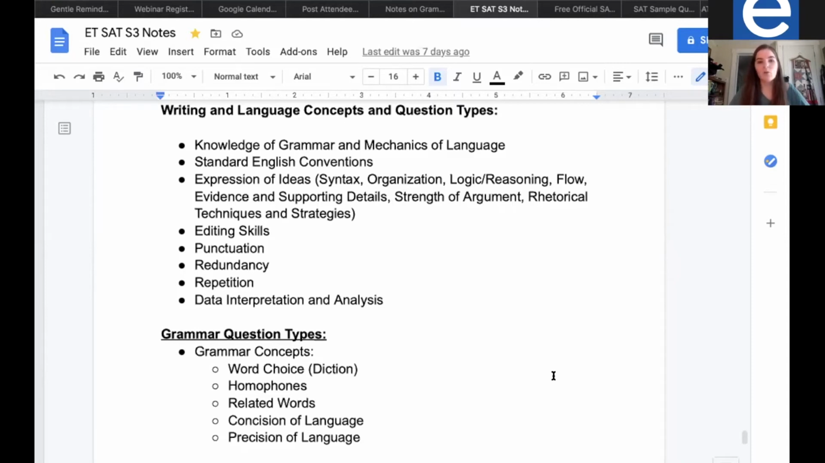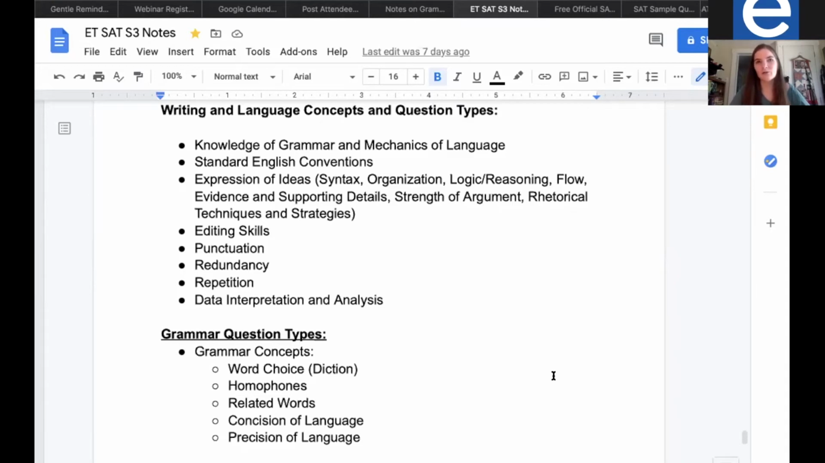You also, again, like I said, have evidence and supporting details as a huge part. It's very much related to logic and reasoning, but it also has to do with our ability to explain our ideas coherently to other people and provide concrete evidence to support our ideas. Strength of argument is another aspect of this type of section. This concept of expression of ideas deals with whether or not you have a strong argument.